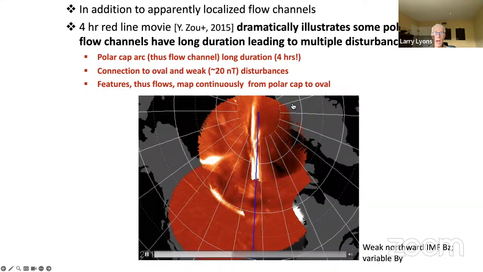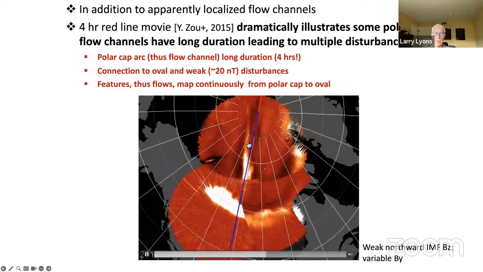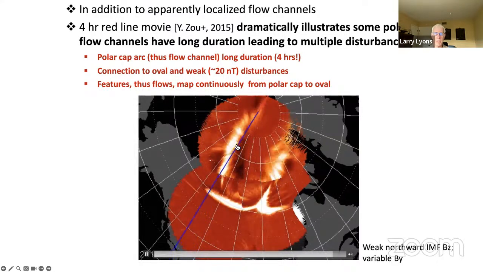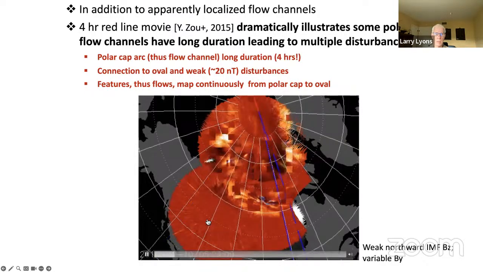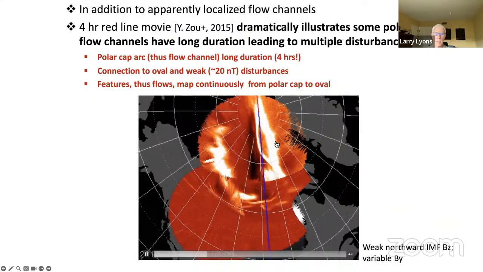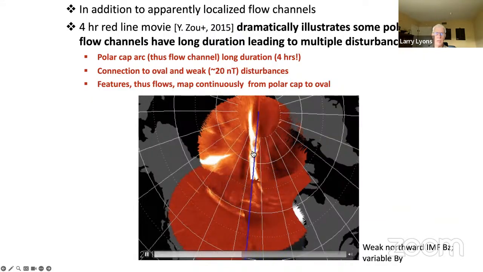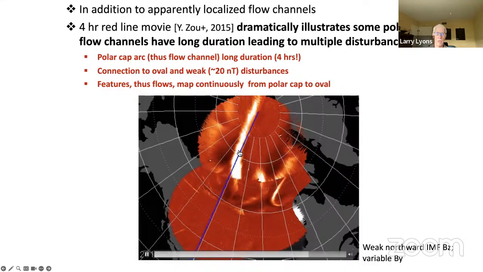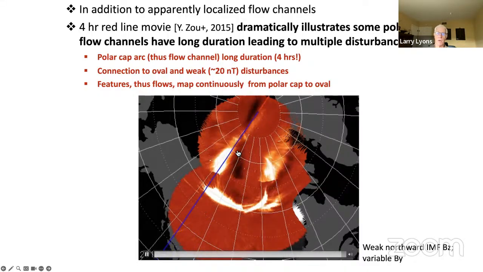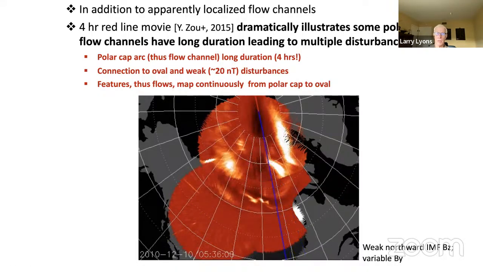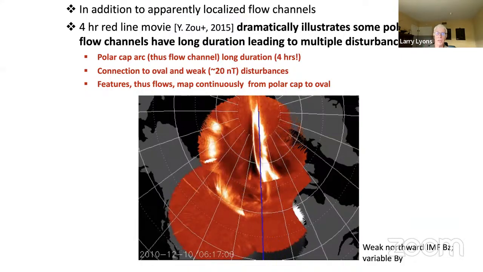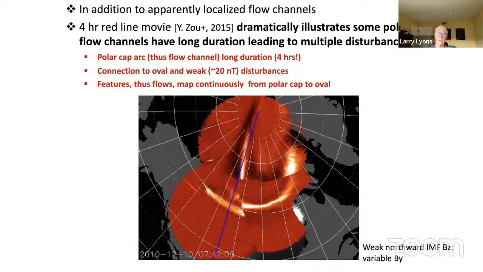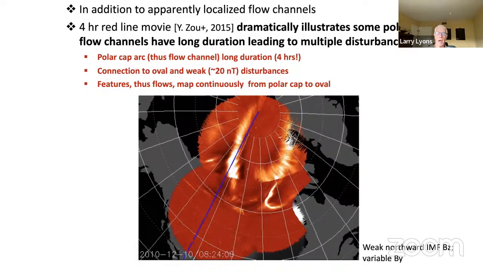And this is 4 hours, okay? So see this arc here? Come back to where it begins. Here it comes. Still there, still there. This is a 4-hour movie. So if that arc is going across the polar cap, that means there's a localized flow channel adjacent to it within the polar cap, moving from the dawn side to the dusk side for 4 hours.